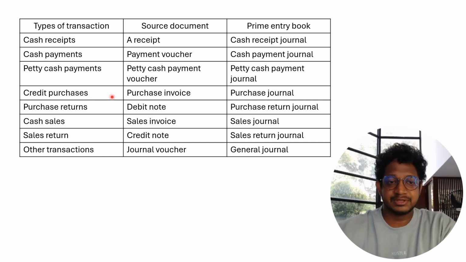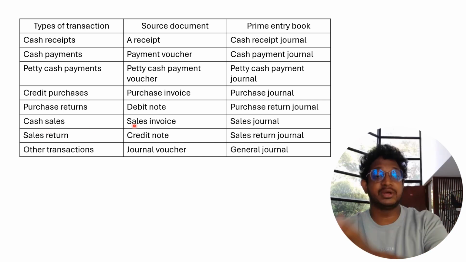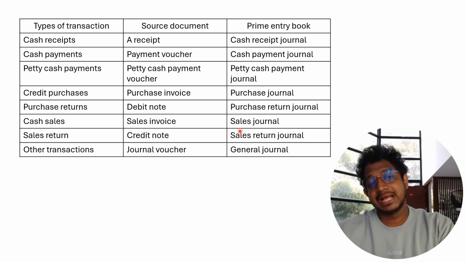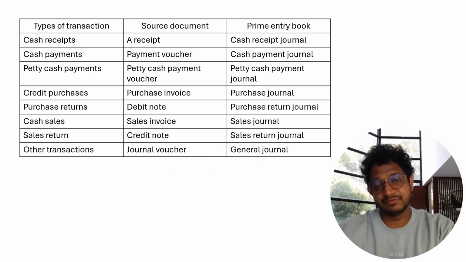Credit purchases, purchase invoice, and purchase returns, debit note. So each one has a purchase journal and a purchase return journal. Cash sales. So here it should not be cash sales, so I will correct that. This is credit sales. Credit sales we identify through the sales invoice and record in the sales journal. Sales returns, credit note, sales return journal, and the other transactions. Any transaction that you can't record using the above source documents or above prime entry books comes in the general journal and is identified through journal vouchers.